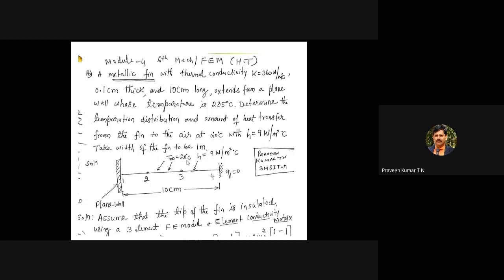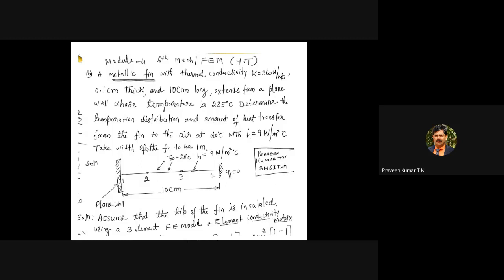This is the air temperature. So from the fin, which is a solid surface, to the surrounding medium, the surrounding medium is nothing but a fluid. So heat transfer takes place by convection. And for convection, the heat transfer coefficient h is also given. Take the width of the fin to be 1 meter. Most of the time they'll give that. Sometimes they'll give the statement that the width of the fin is to be 1 meter. But if it's not given, you have to assume the width of the fin is equal to 1 meter.